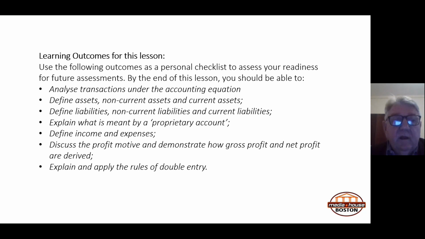Let's have a look at some of the learning outcomes for this lesson. We must be able to analyze transactions under the accounting equation, define assets, non-current assets, and current assets. We must be able to define liabilities, non-current liabilities, and current liabilities. Explain what is meant by a proprietary account, define income and expenses. We discuss the profit motive and determine how gross profit and net profit are derived. Explain and apply the rules of double entry. So those are the learning outcomes for this session.